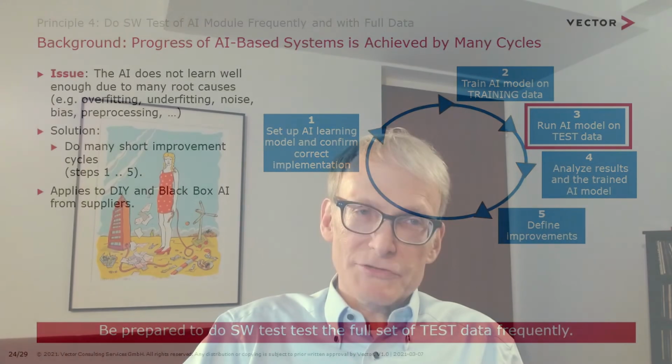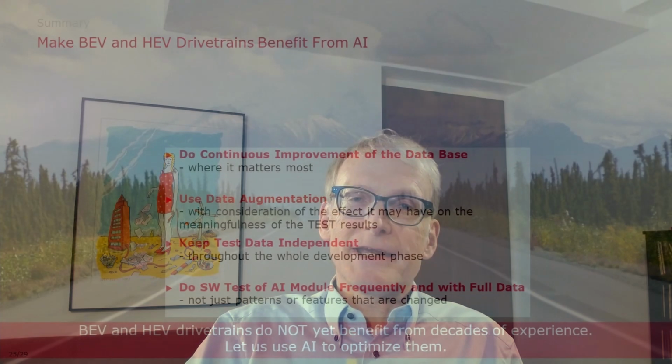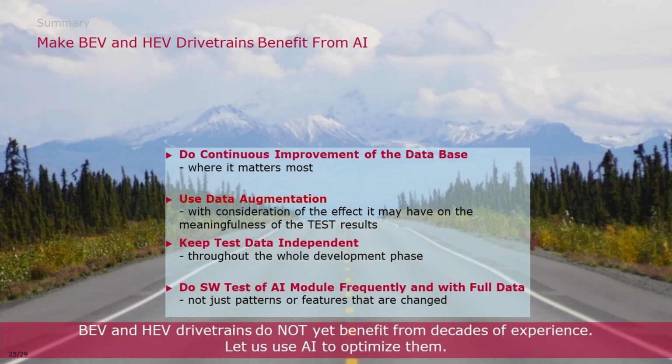So let me summarize. Make BEV and HEV drivetrains benefit from AI. I presented four principles. Do continuous improvement of the database where it matters most. Use data augmentation with consideration of the effect it may have on the test. Keep test data independent throughout the whole development phase, and do software tests of the AI module frequently and with full data, and not just test the patterns of features that you have changed.